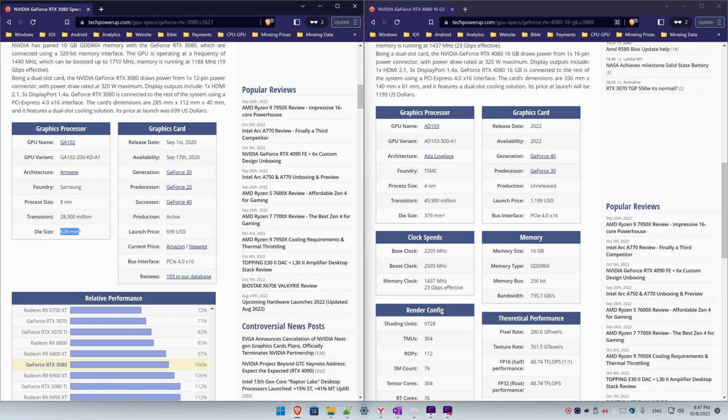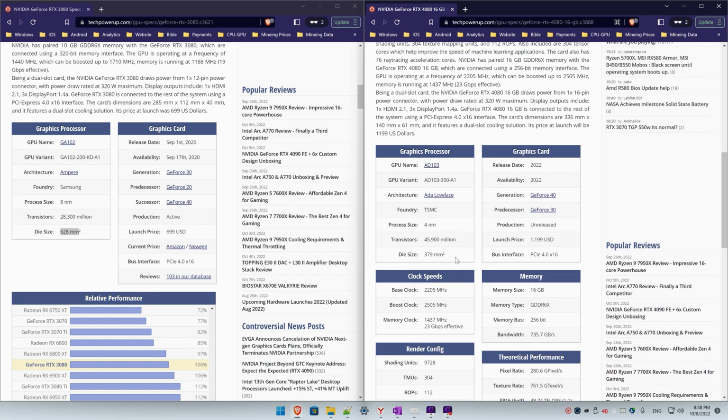Once we went over from 628 to 379, we went to a lot smaller die size and we went down in nanometers, right? We got more transistors on a smaller die size. I'm looking at that and this should be harder to control. The heat on the core should be harder to control. It should be harder for the card to get rid of the heat. So we'll have to see how they work that out.